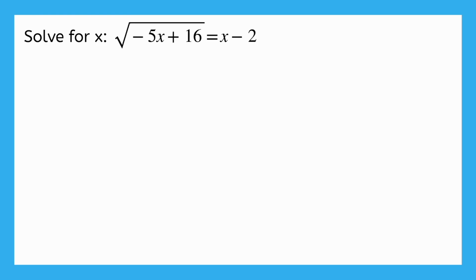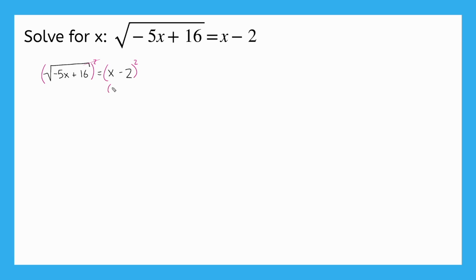All right, so the first thing we're going to do is give ourselves a refresher on solving equations with square roots in them. First, I'm going to rewrite this problem. We have the square root of negative 5x plus 16 is equal to x minus 2. The first thing we want to do when we solve this kind of problem is square both sides to get rid of the square root. So we square both sides, and this cancels with the square root, and we're left with negative 5x plus 16.